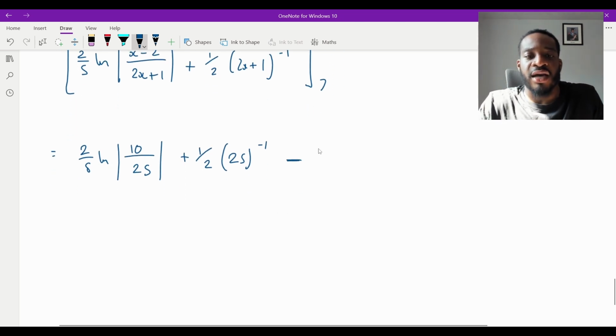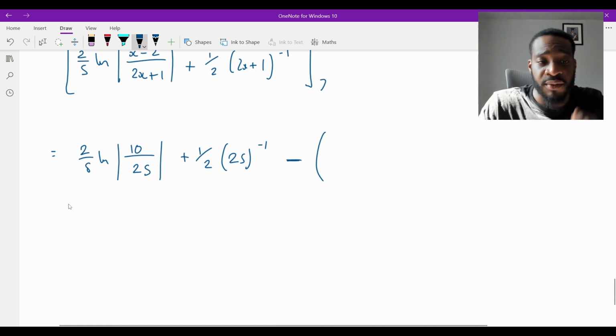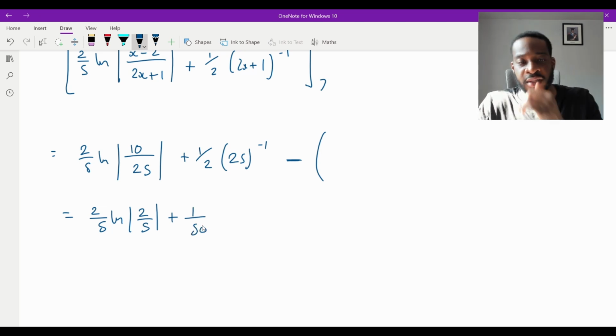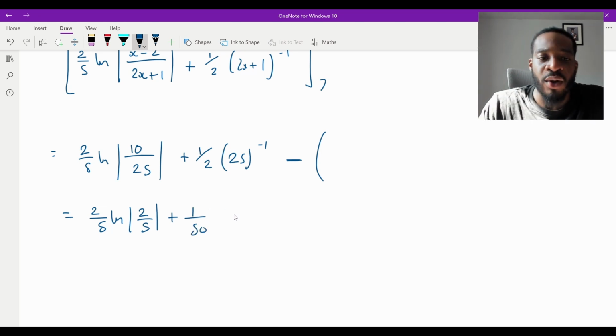Then now let me tidy this up first, actually. So it's going to be 2/5 ln, like that. 10 over 25 is the same as divide top and bottom by 5. It's going to be 2 over 5, like that. So yeah, that's fine. Perfect. And then plus, and then this there, you could put in your calculator. This is just going to be 1 over 50. All right. Okay.